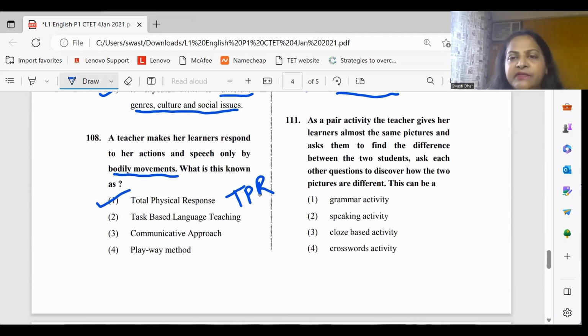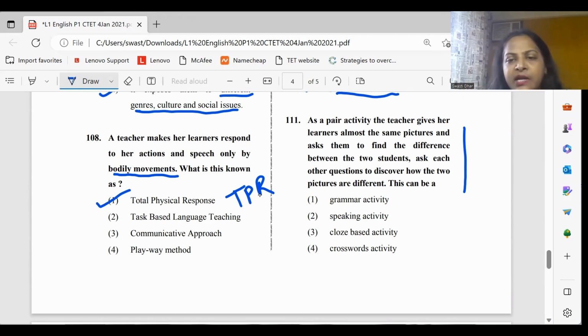111, as a pair activity, the teacher gives the children almost the same picture, asks them to find the difference between the two students and ask them to question each other how the two pictures are different. So they are looking at pictures which are almost similar, and then they can question each other and find out what is different in my picture and your picture.